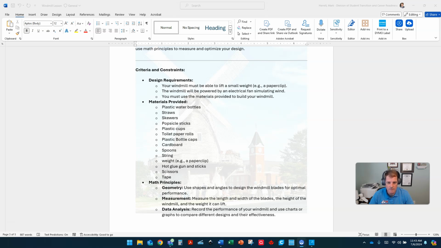It's going to be powered by an electrical fan, which is going to simulate our wind in this case. And they can only use the materials that are provided. So we're going to give them plastic water bottles, straws, skewers, popsicle sticks, plastic cups, toilet paper rolls, plastic bottle caps, cardboard, spoons, string, some sort of weight, hot glue gun and sticks for the hot glue gun, scissors, and tape.